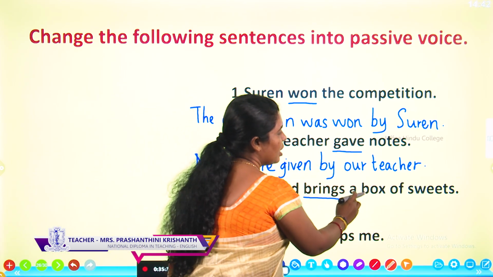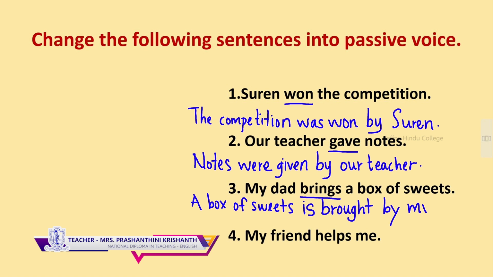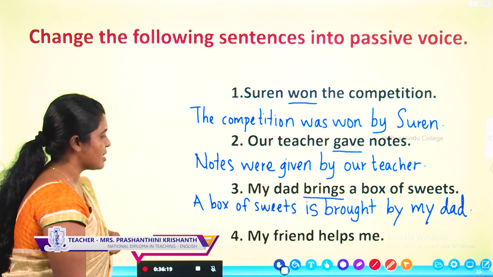Then you can change a box of sweets. Take this first. A box of sweets. Right? So we are taking a box of sweets. This is one, right? One box. So singular. A box of sweets is past participle form of bring. What is that? Brought. By my dad. So this is passive voice sentence.